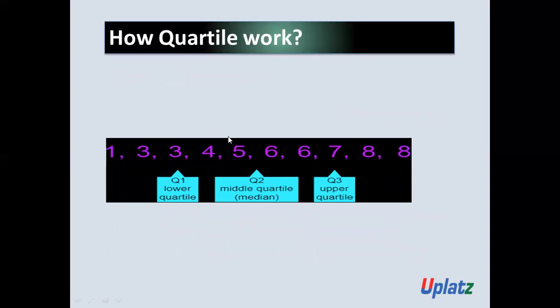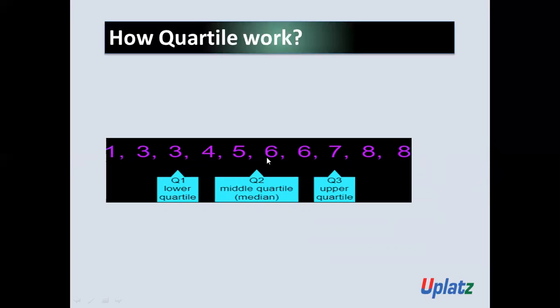So now let's suppose you have this data set: 1, 3, 3, 4, 5, 6, 6, 7, 8, 8. So how many numbers do we have? First of all, count: 1, 2, 3, 4, 5, 6, 7, 8, 9, 10. Since we have 10 numbers, what are the values in the middle? First of all, check whether the data is in ascending order, whether the data values are sorted. Yes, it is sorted. Before you decide the median value, make sure your data is sorted. So I have the values in ascending order. Here a total of 10 values are there: 1, 3, 3, 4, 5, 6, 6, 7, 8, 8. So how many numbers are there?